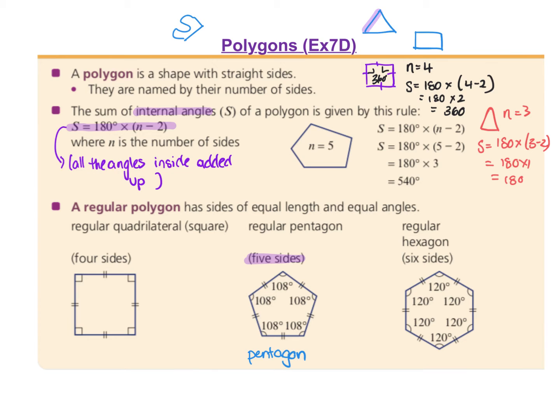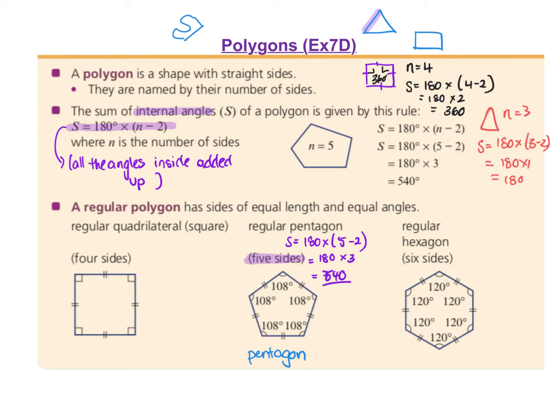We're not going to know, though, how many degrees a pentagon might add up to. So we could put this into our formula. Down here, they wrote S equals 180 times, because there were 5 sides, 5 minus 2. So that ends up being 180 times 3, which ends up being, what's that, 720? 540, sorry, good, thank you. 540. So all the angles add up to 540.